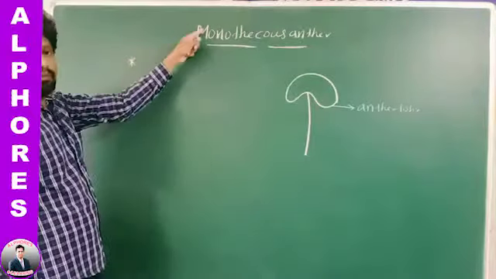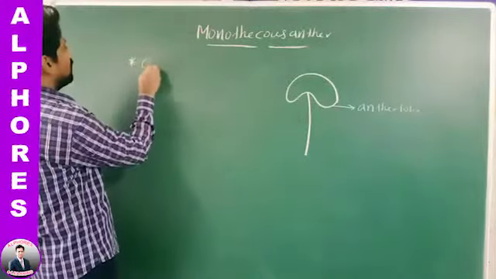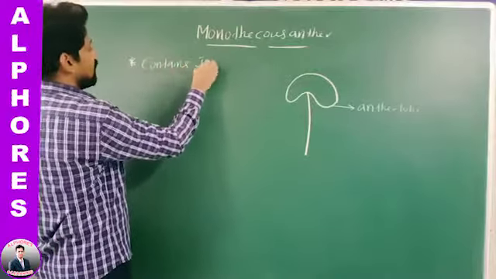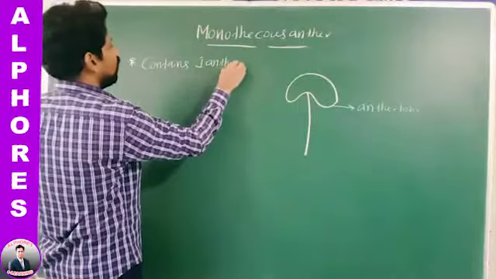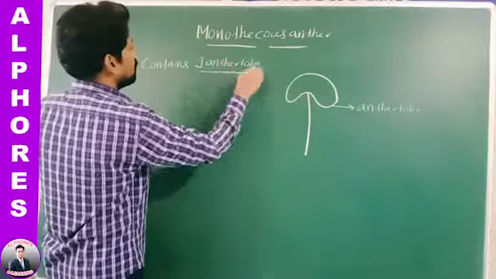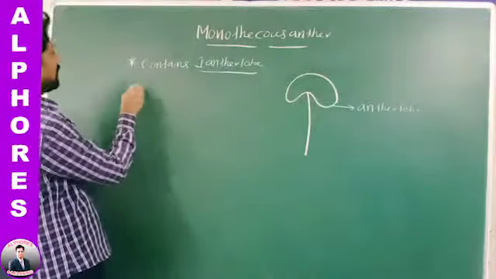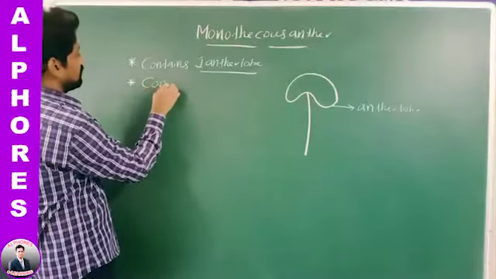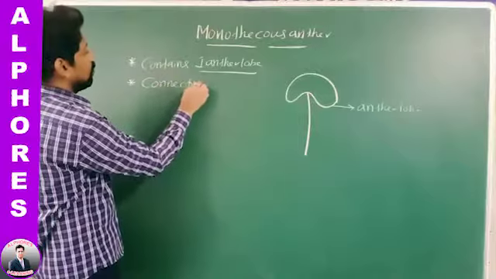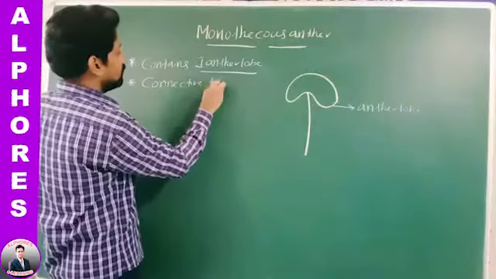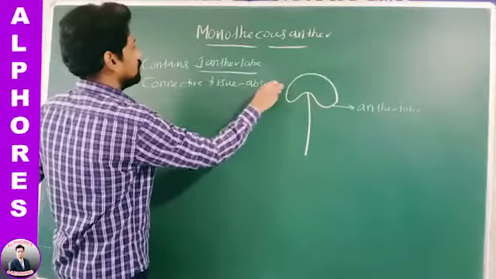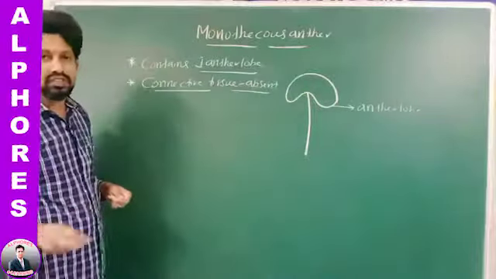Therefore, what does a monothecous anther contain? A monothecous anther contains one anther lobe. Here connective tissue is absent. What is absent? Connective tissue is absent.